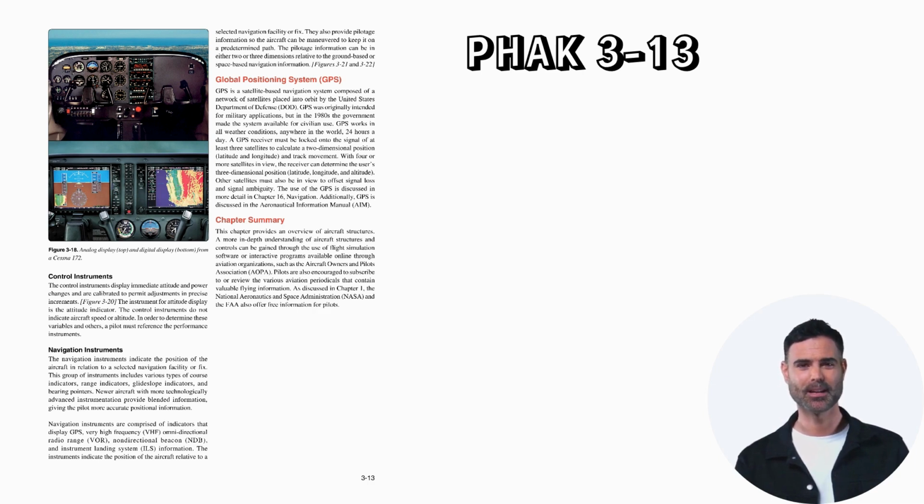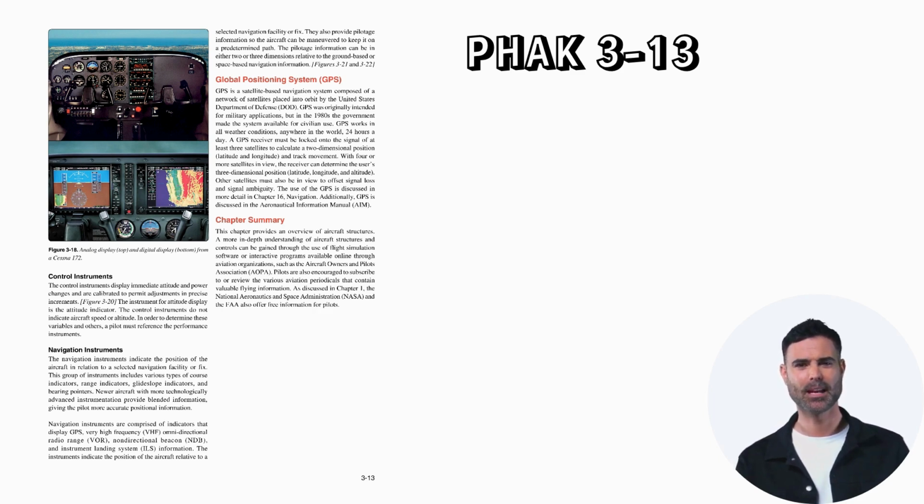Navigation instruments. The navigation instruments indicate the position of the aircraft in relation to a selected navigation facility or fix. This group of instruments includes various types of course indicators, range indicators, glide slope indicators, and bearing pointers. Newer aircraft with more technologically advanced instrumentation provide blended information, giving the pilot more accurate positional information. Navigation instruments are comprised of indicators that display GPS, very high frequency (VHF) omnidirectional radio range, VOR, non-directional beacon (NDB), and instrument landing system (ILS) information.